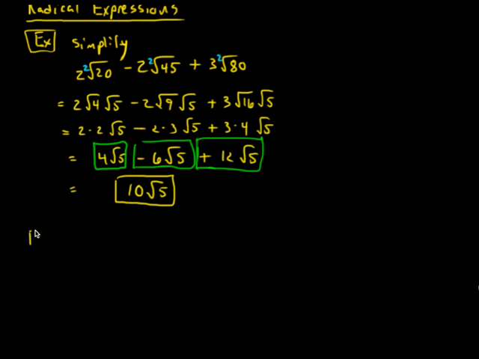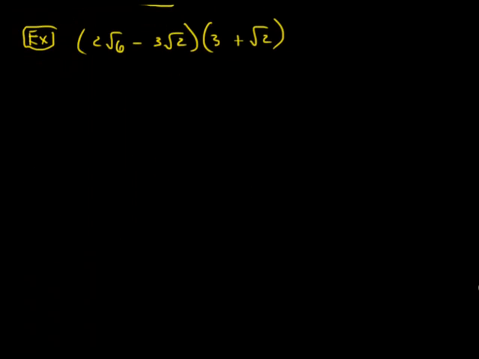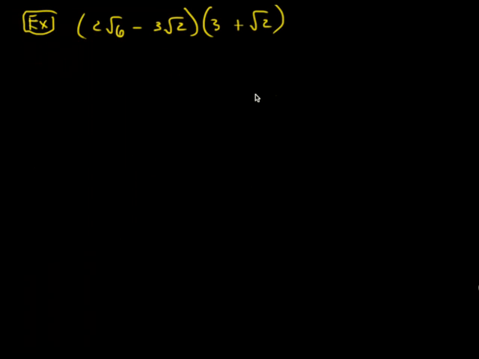Another example we'll look at. We will multiply two expressions here. So what if I've got 2 square roots of 6 minus 3 square roots of 2, and I'm multiplying that by 3 plus the square root of 2. Here, what I could do is distribute, or FOIL, whichever you want to call it.